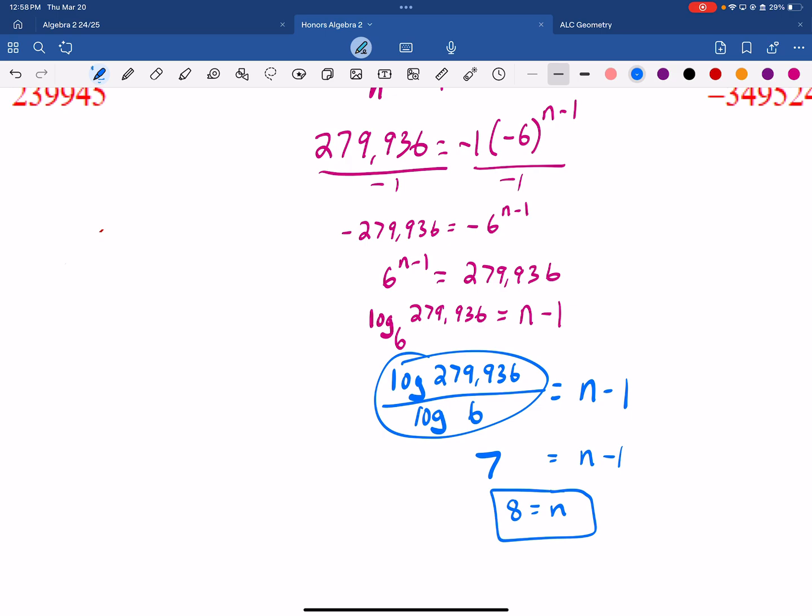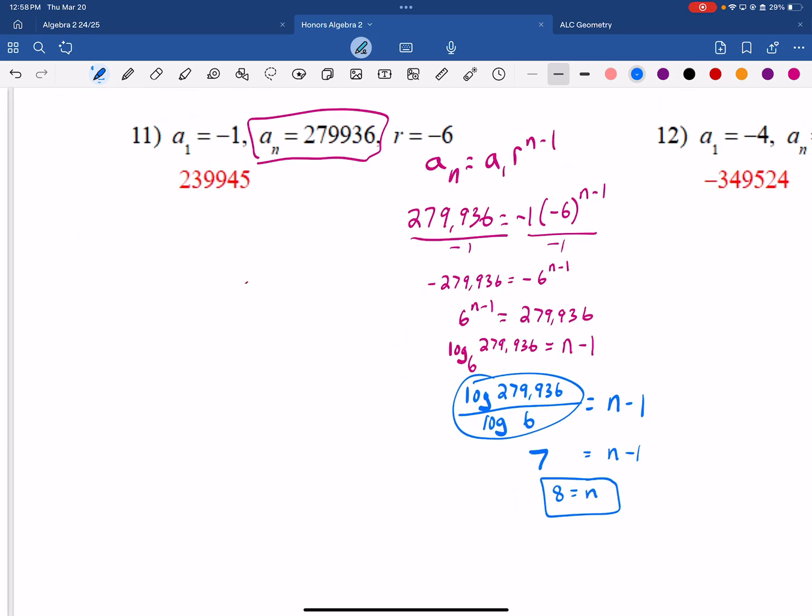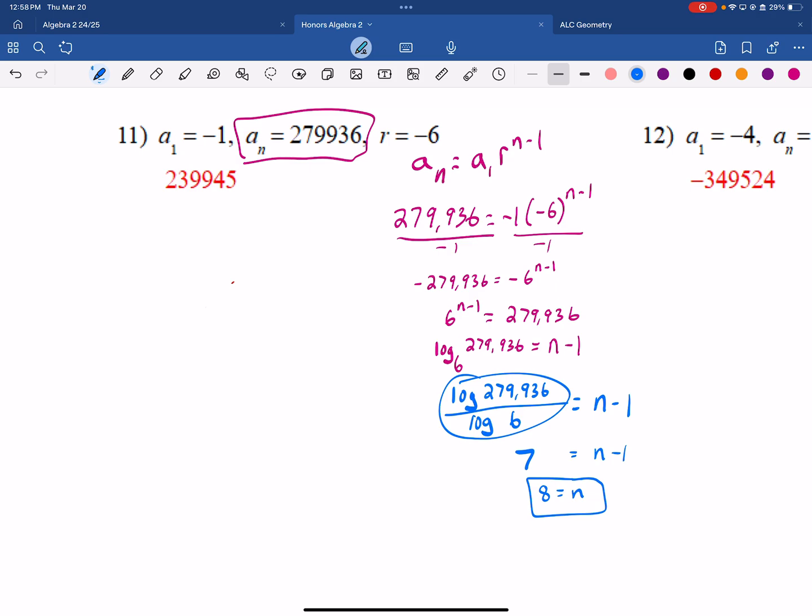Okay, so now we just know the n value. We haven't answered the question yet. We just know the n value now. So now this said find the sum of that. So now we have to find the sum of the first 8 terms in this sequence.